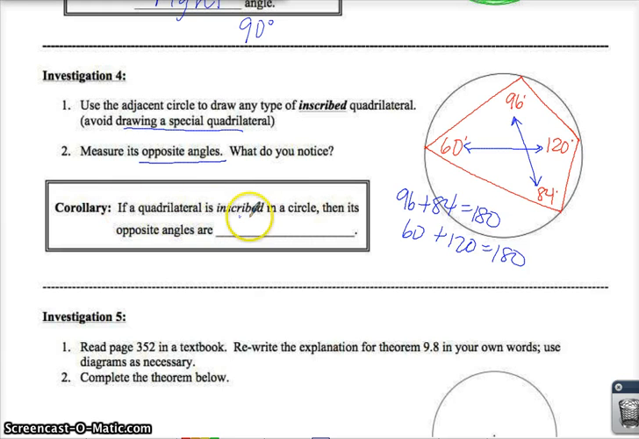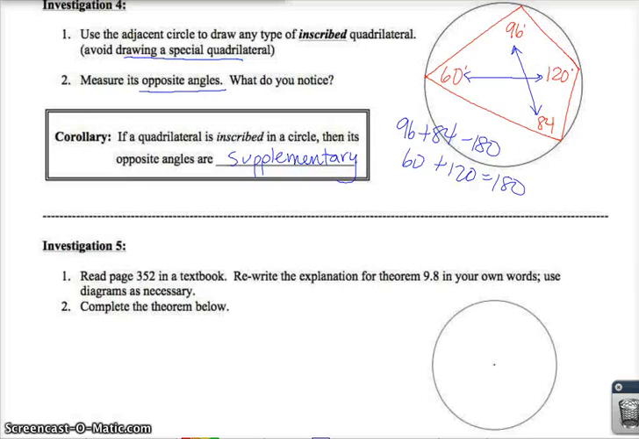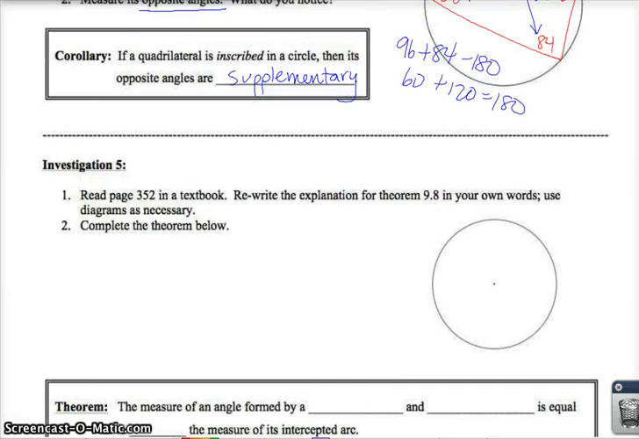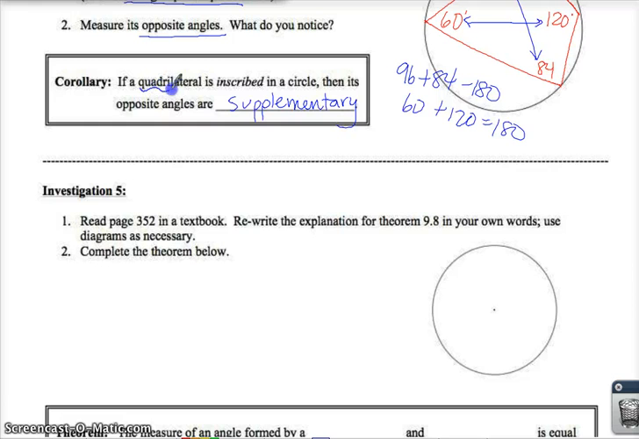If a quadrilateral is inscribed in a circle, then its opposite angles are supplementary. So there we have it. The opposite angles are supplementary in an inscribed polygon, or specifically a quadrilateral.